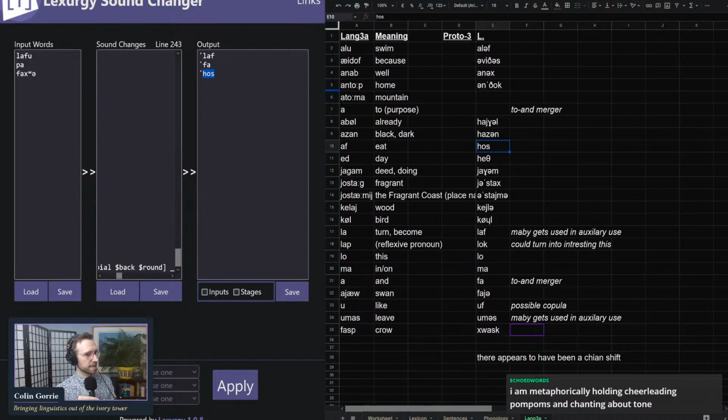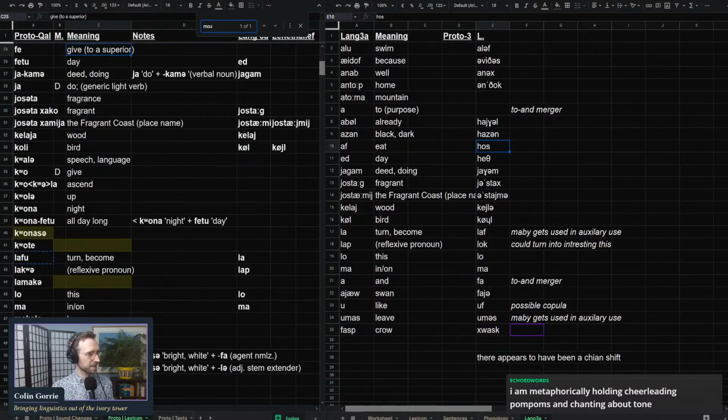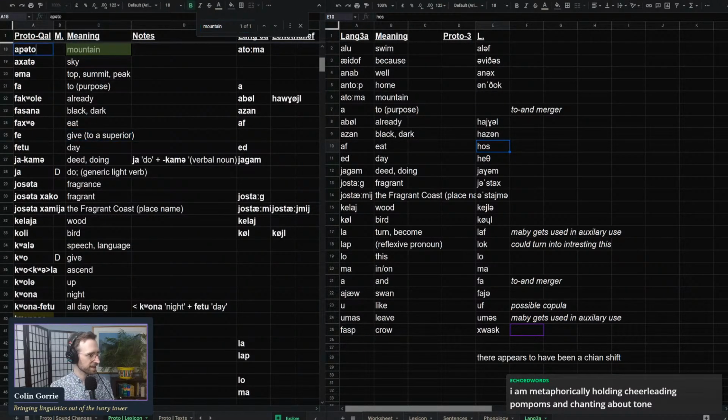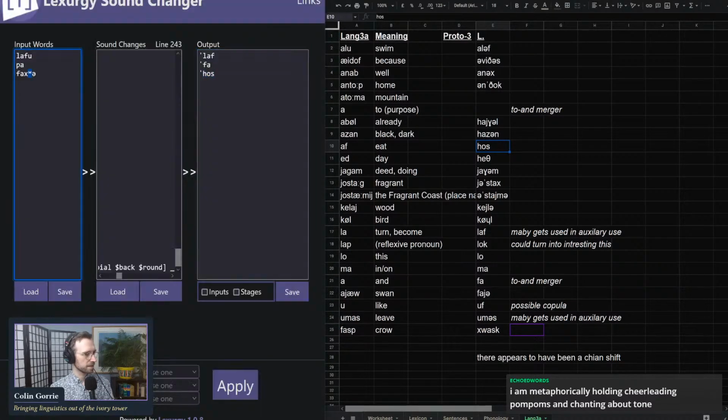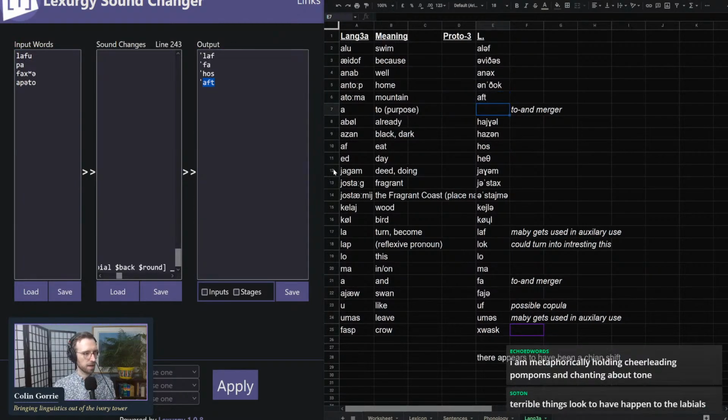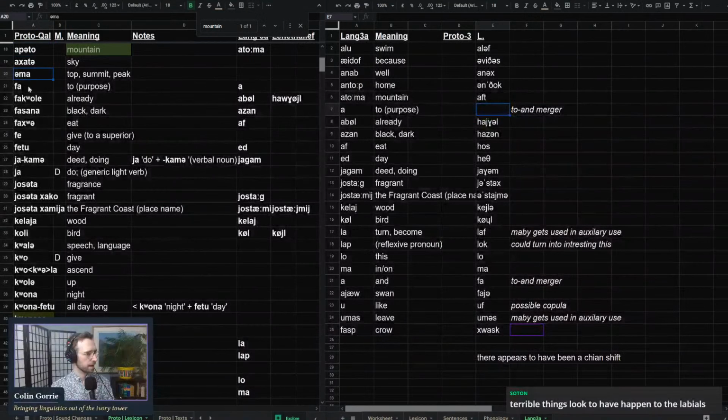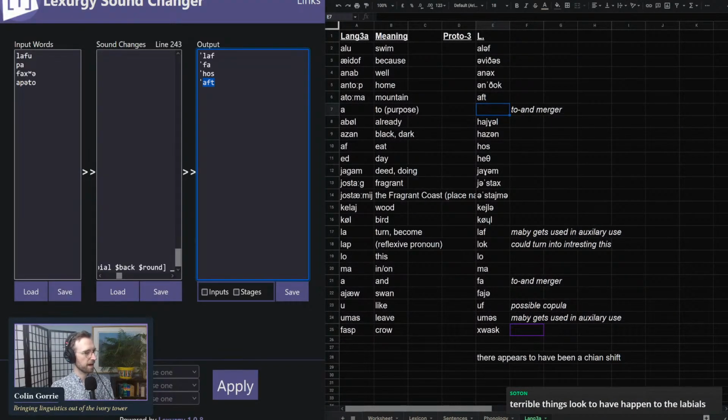And let's just finish it up. Let's get mountain in there in honor of Sotten. Apato. Aft. And this fa, which is the fa of purpose. Something like in order to, which is ha. Okay, so we have a full set of cognates here.